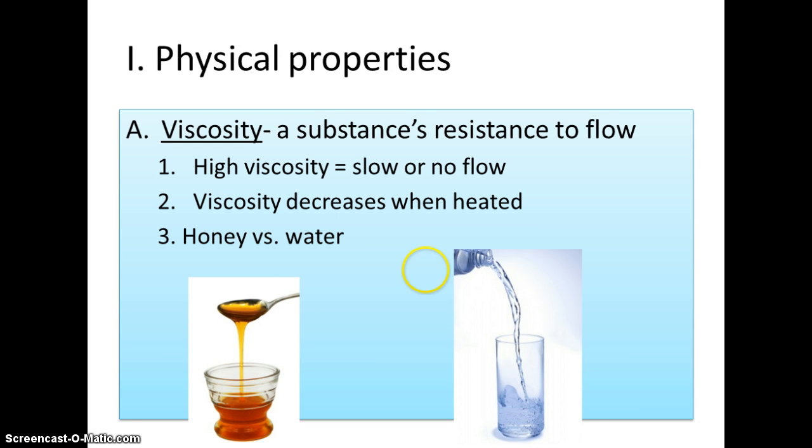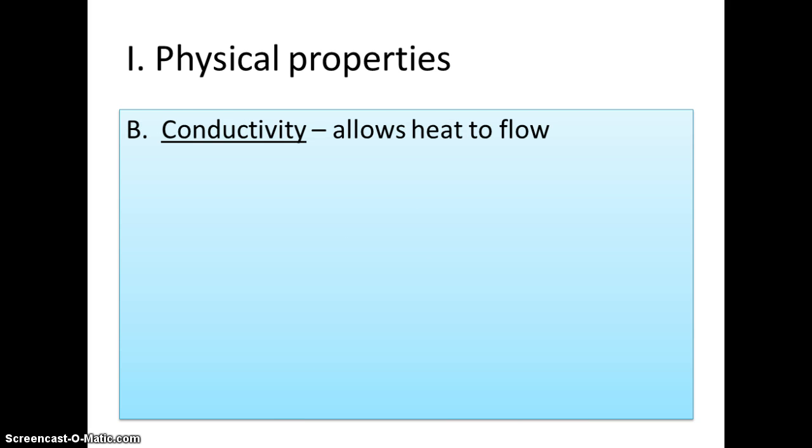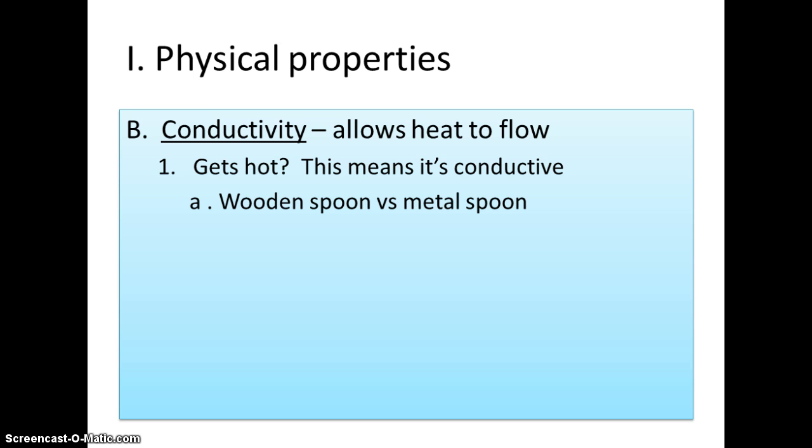So here's the honey and the water. The honey is more viscous than the water. The next is conductivity. Conductivity just allows heat to flow. If it gets hot, that means that it's conductive. So if we're talking about a wooden spoon versus a metal spoon, the metal spoon has more conductivity than the wooden spoon.